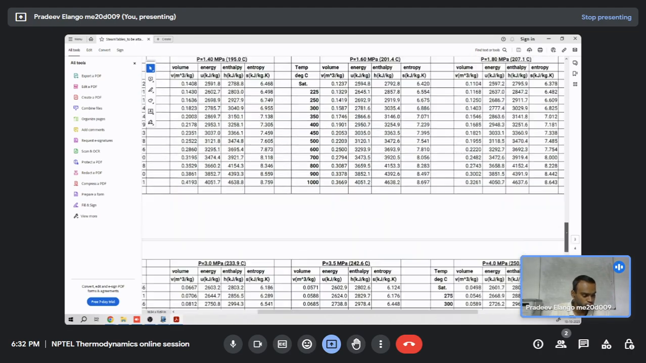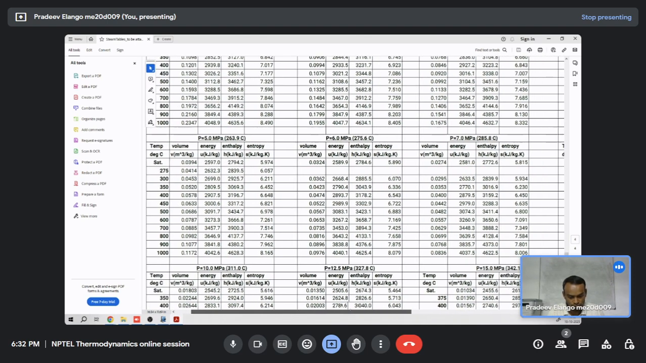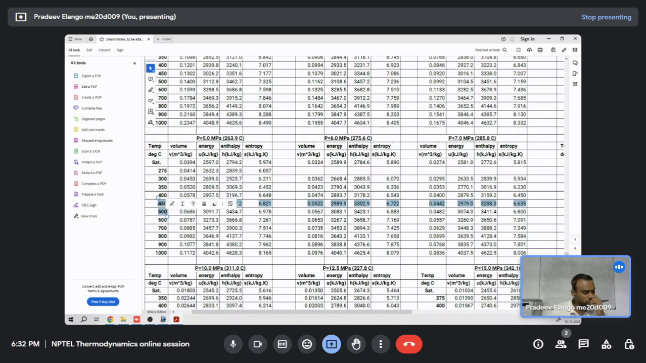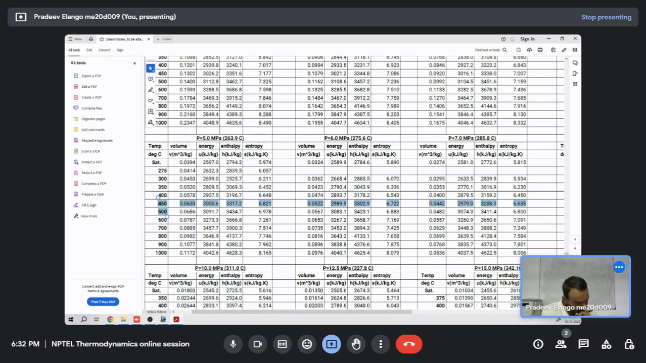So going to the superheated steam table, we have 7 megapascal and temperature of 450 degrees Celsius. So this is the line we are interested in. We can find the enthalpy, that is 3288.3, and entropy is 6.635.